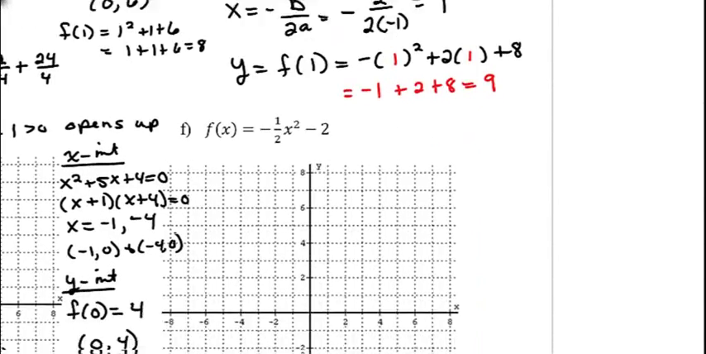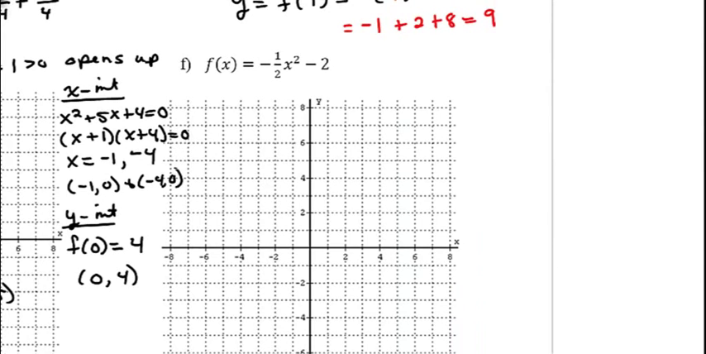One more example for this graphing of quadratic functions. We have f of x equals negative 1/2 x squared minus 2. So again, a for this one is negative 1/2, and so this is less than 0, which means it's opening down.